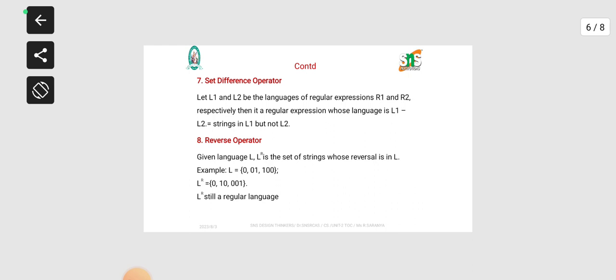And then the reverse operator. The word itself clearly says that we are going to reverse the order. Given a language L, L to the power R is the set of strings whose reversal is in L. For example, L is equal to, within curly brackets, we consider three values, a set of data, and each and every value is going to be reversed. For example, L is equal to 0, 0, 100. We are going to receive the output as 0, 1, 0, 0, 0, 1. So this is also still a regular language.